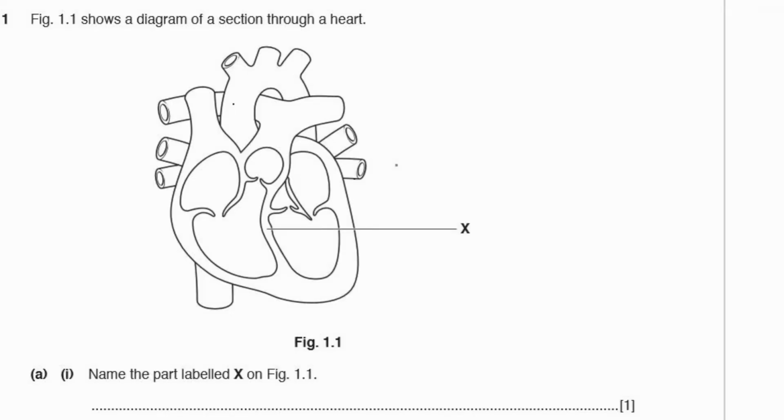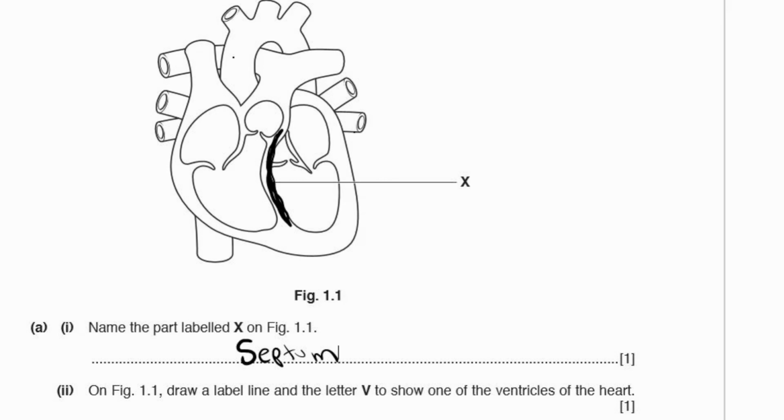Question 1. Figure 1.1 shows a diagram of a section through a heart. Okay, A1. Name the part labeled X on figure 1.1. Okay, X is the structure that separates the left and the right side. It separates the ventricles and the atria. Okay, and that is called the septum. The septum is a structure that separates the two halves.